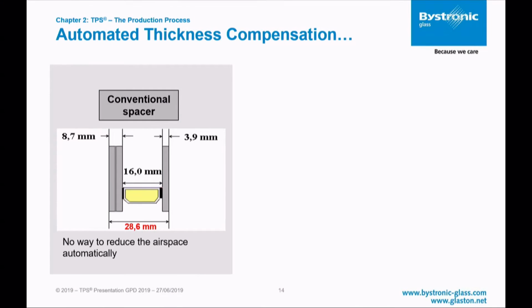Another big advantage during the production process is to have control of the thickness of the IG unit. With a rigid spacer, we've got this example here with laminated glass 8.7, then a 3.9 float glass, and then the spacer material. The width of the spacer is fixed. You do not have any influence on this measure. So that means you will produce an IGU of 28.6 millimeter without any influence to reduce it.